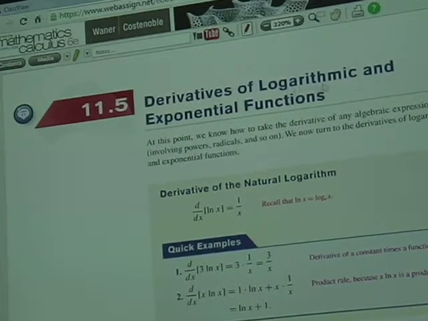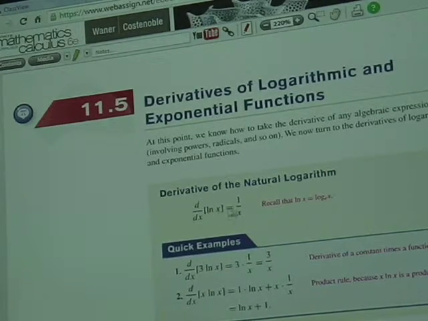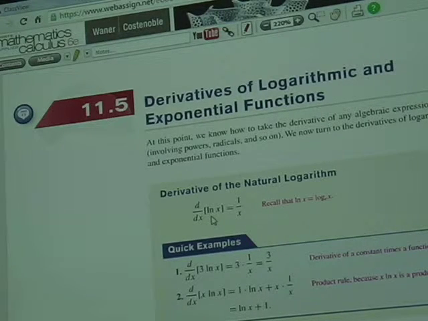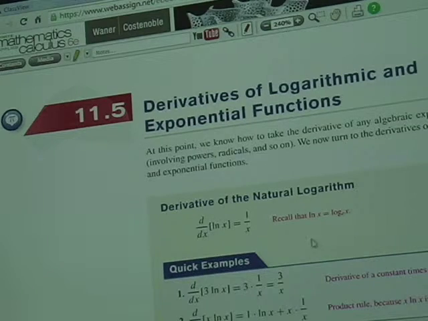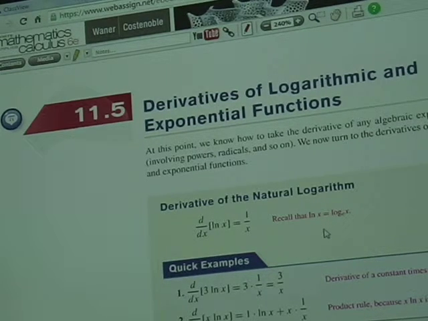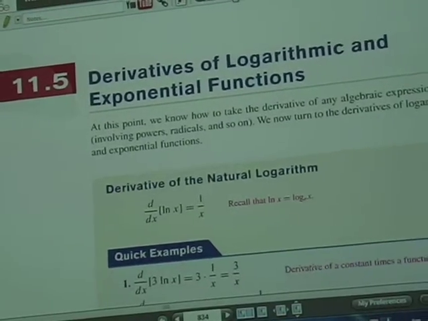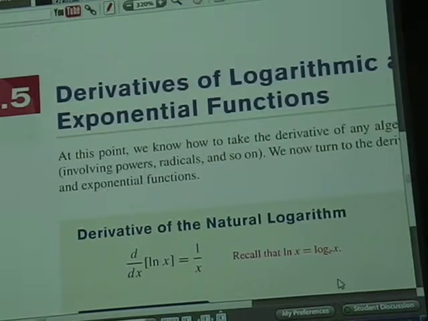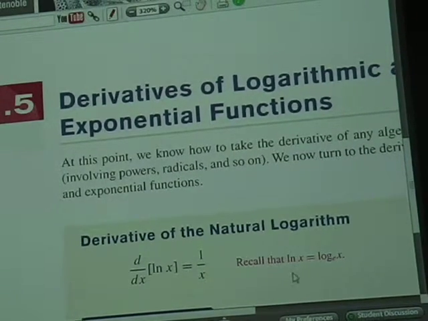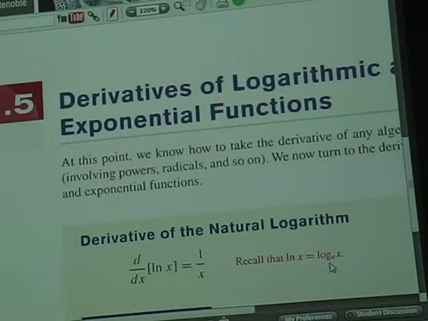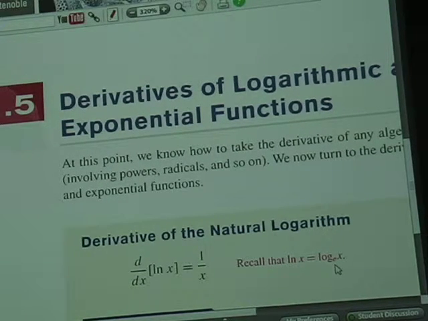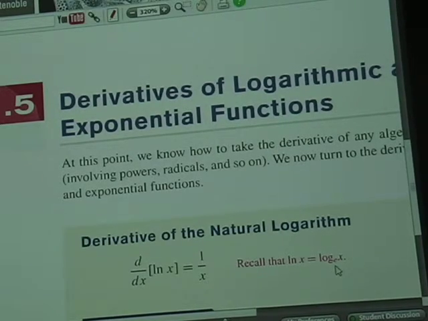Derivatives of logarithmic and exponential functions. What's this rule say? The derivative of ln of x, this is another way of writing the derivative, is equal to 1 over x. So that's what we've been saying. And they also remind us that ln of x is equal to what? Can you read it now? ln of x means what? The log base e of x, right? That's what we mean by ln of x, right?